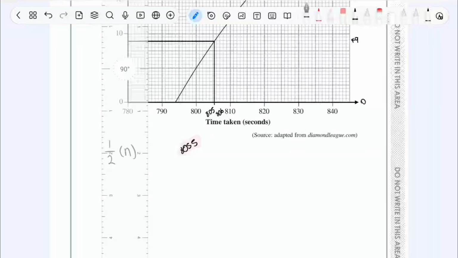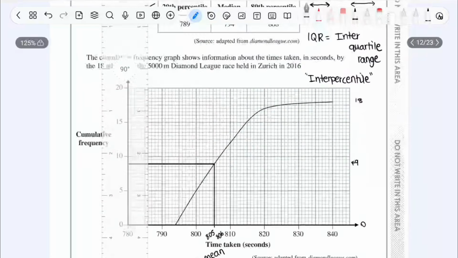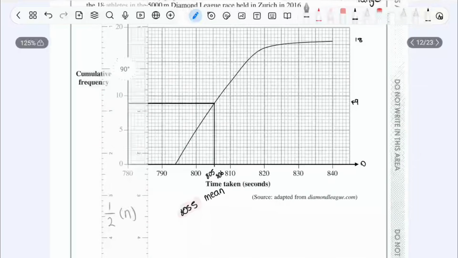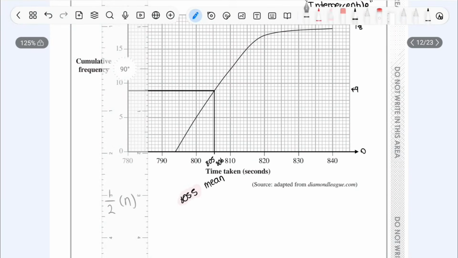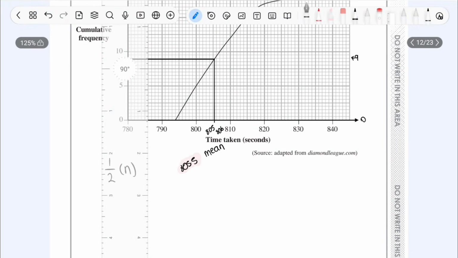I'm pretty sure they'd allow you some leeway in the mark scheme if you're not too accurate, but you should be accurate. And you can see mine was slightly off here, the horizontal line, so if you went a bit higher, it would hit dead center between 805 and 806. So that's the median value for, I think that was Zurich, the diagram one. Now, why have I put the mean? It's actually the median.